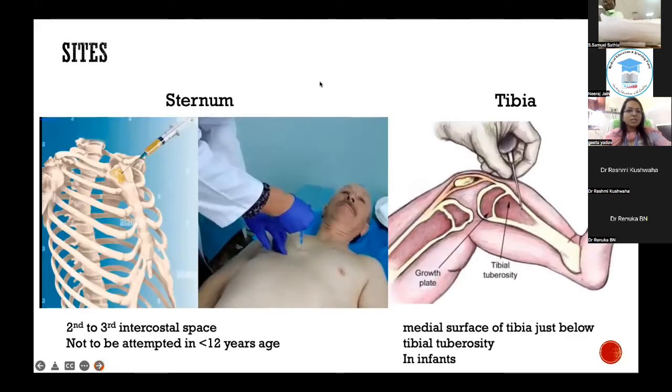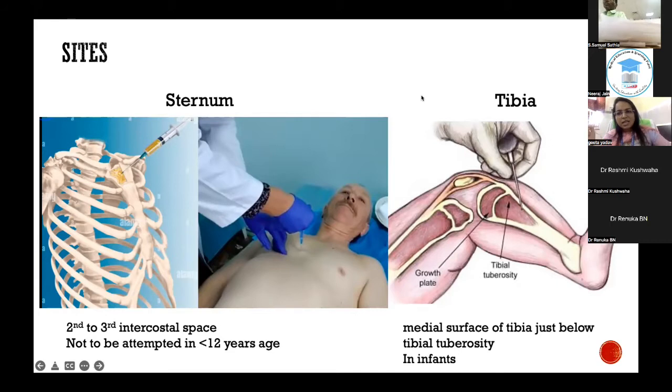So what are the other sites? These are less common sites like the sternum and tibia. In the sternum, the space is between the second and third intercostal space, just lateral to the midline. But a sternal aspirate should not be attempted in children less than 12 years of age. And we cannot take a biopsy from this site, and the patient becomes more apprehensive because he can see all the procedures going on in front of his eyes. So to us, it is not a preferred site. In our setting, we don't usually do it.